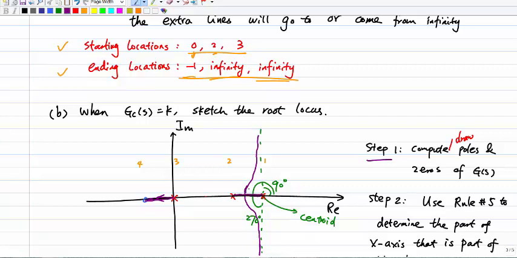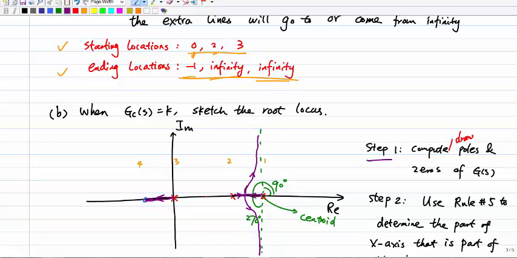And also we have a rule saying that they must appear as a complex conjugate pair, which means they should be symmetric along the real axis. So we should know they split at a certain point. One of them will go up and approach this asymptote, and one of them goes down and approaches the asymptote going down over there. So one of them is going here and goes up, one of them going here and goes down.